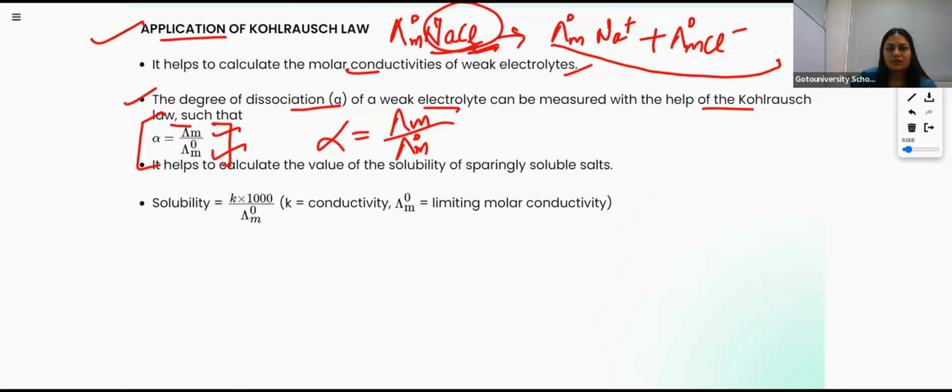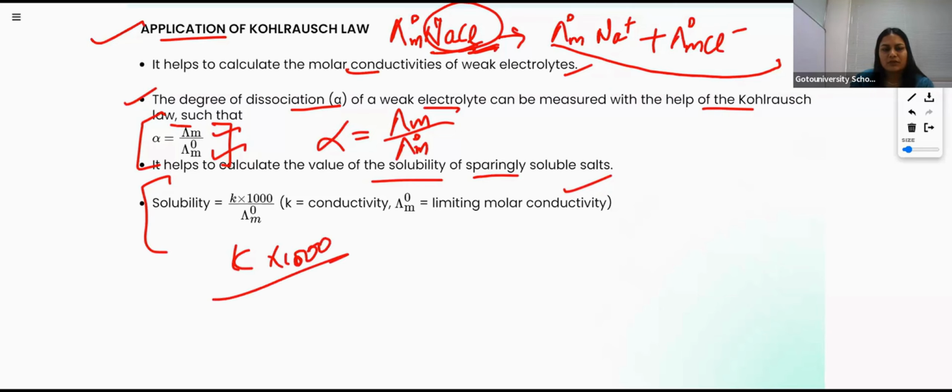It also helps us to calculate the solubility of sparingly soluble salts, that are less soluble in solvents, right? So solubility, we have discussed, is equal to kappa into 1000 upon molar conductivity, if we are taking the amount in centimeters, right? This is very important. Okay.